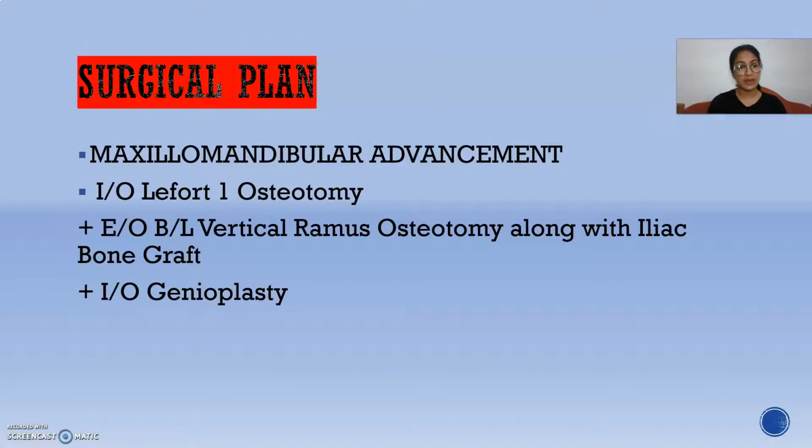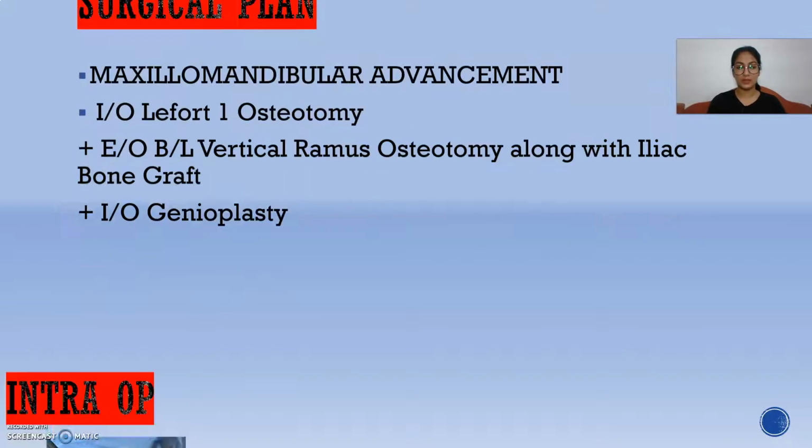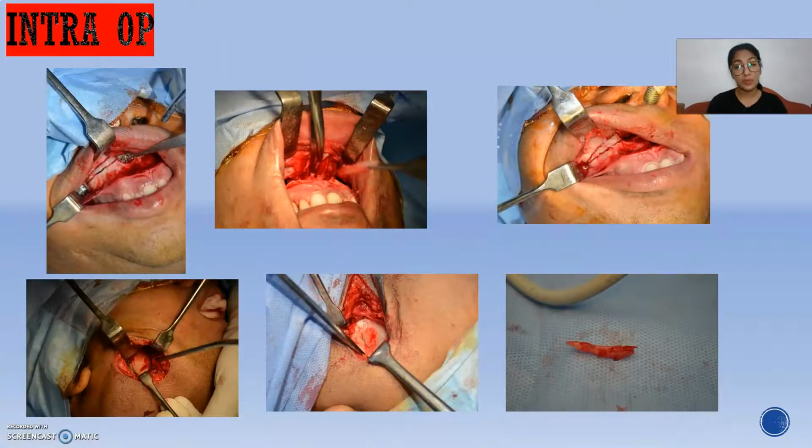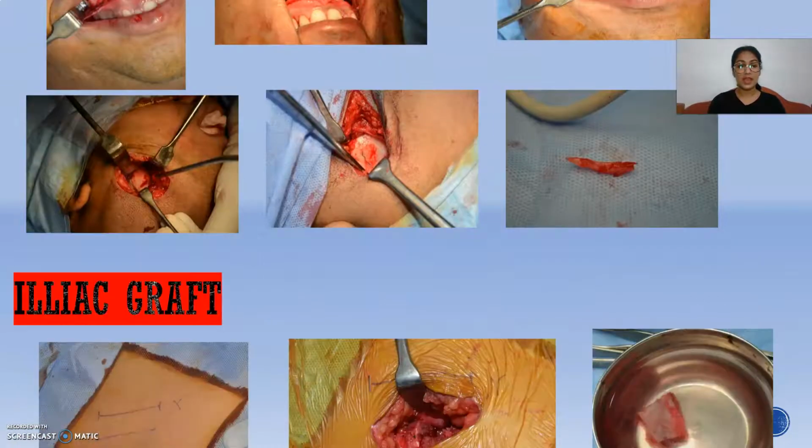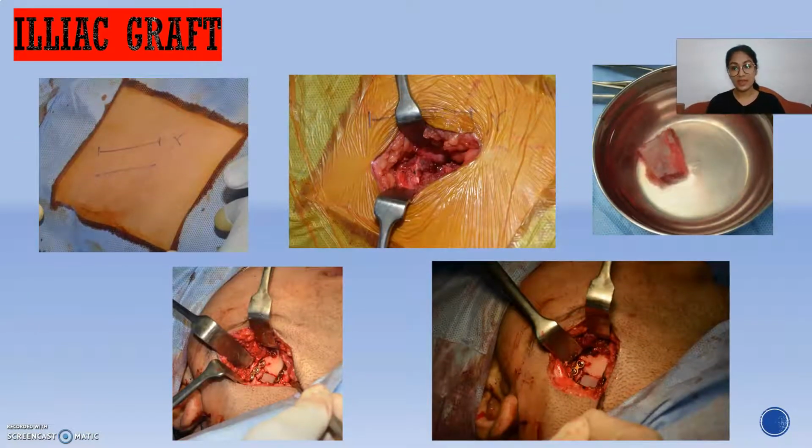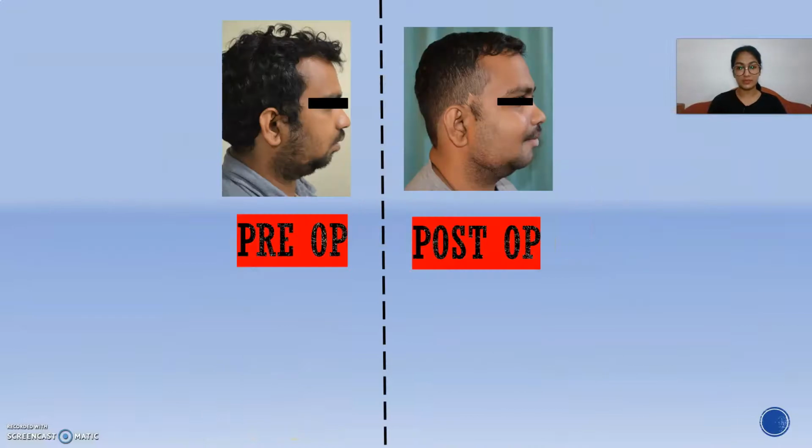The surgical plan is maxillomandibular advancement, Lefort 1 osteotomy, vertical ramus osteotomy, along with iliac bone graft and genioplasty. An intraoral approach, Lefort 1 osteotomy cut was made. An extraoral approach, bilateral vertical ramus osteotomy was done. Then the iliac graft was harvested and positioned in the required position.